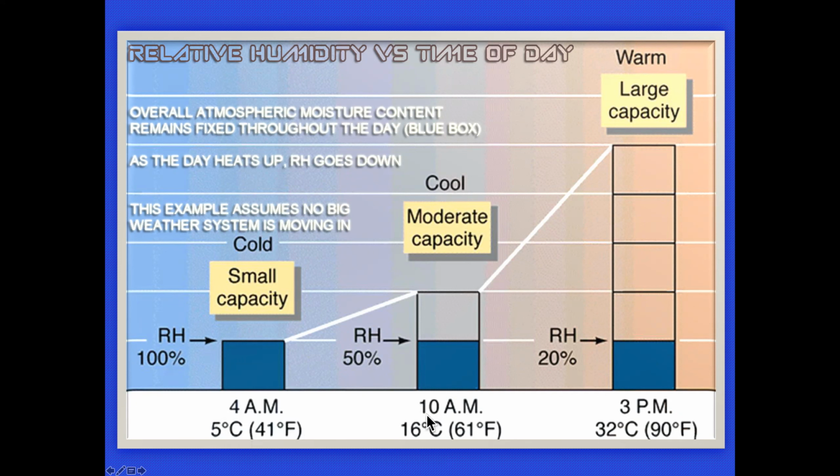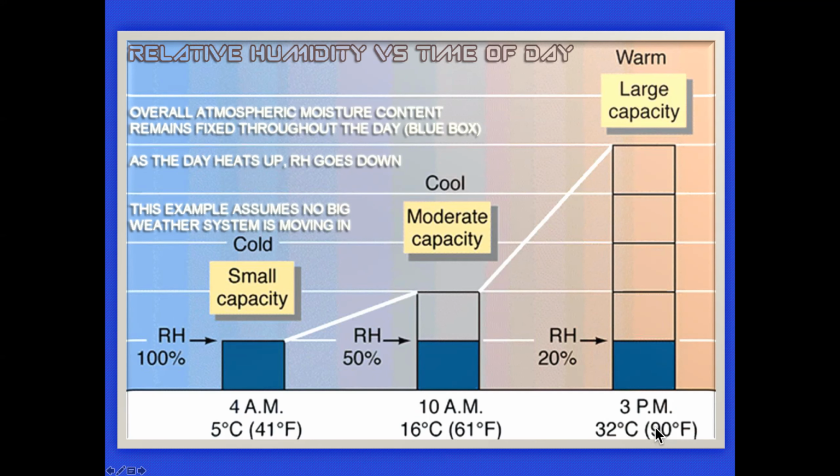But notice by 10 a.m., your temperature has gone up to 61, and your humidity is lower now. But your dew point hasn't really changed. You can think of the dew point as the little blue square. Notice it's the same at 4 in the morning as it is at 10 a.m. as it is at 3. The only thing that has changed is what? The temperature. It went from 41 to 61 to 90.